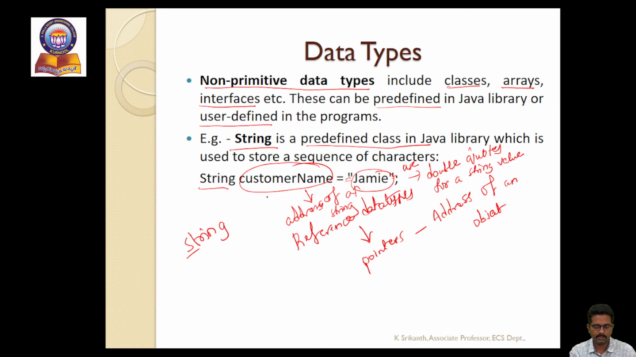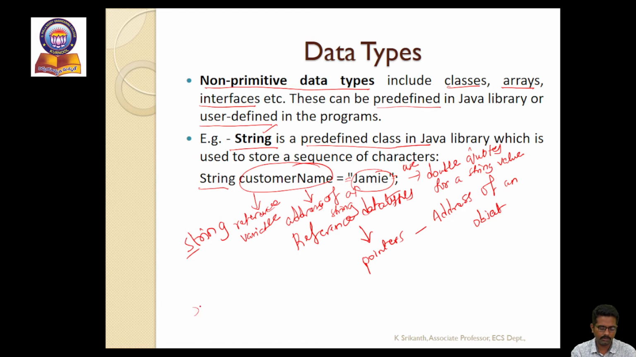And this customer name, we call it a reference variable, or we can say pointer variable, which can store the address of a string. Hope it is clear to you. So a non-primitive data type represents classes, arrays or interfaces. It can be predefined or user defined. One of the predefined non-primitive data types is the String class, where we can work with immutable strings.